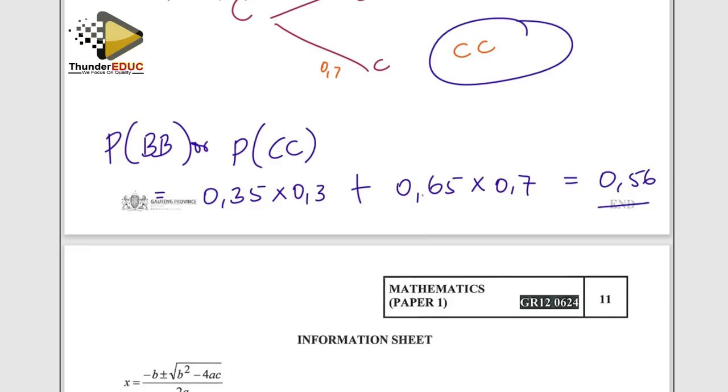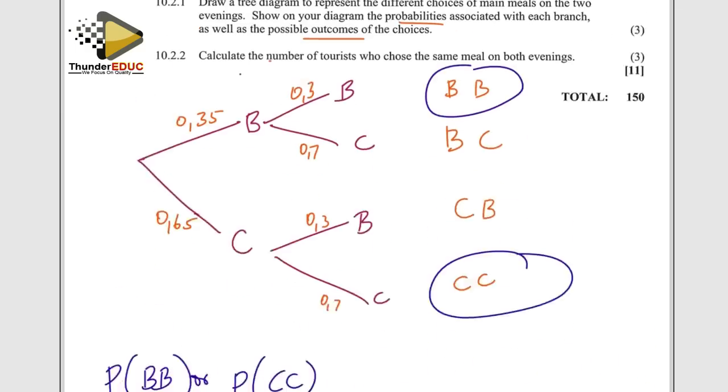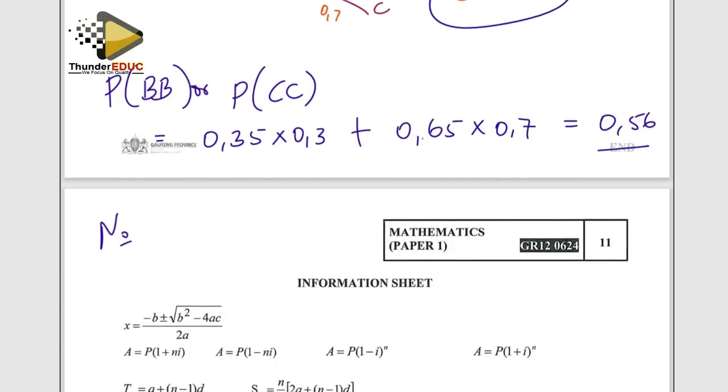Now, for me to get the number of tourists or the number of people that chose the same meal, it's going to be the 0.56 multiplied by 200. Okay, that gives me 112 people. So guys, that is that, and that was the paper.